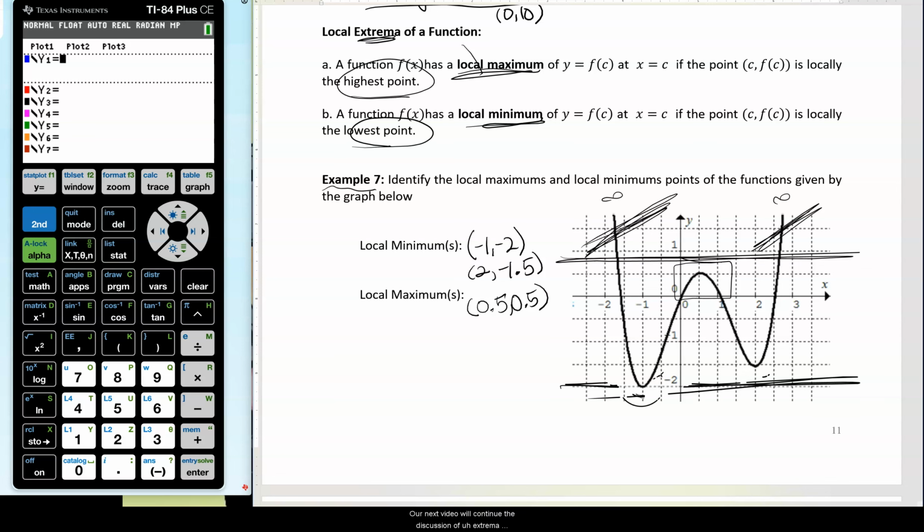Our next video will continue the discussion of extrema and then move on to increasing and decreasing functions.